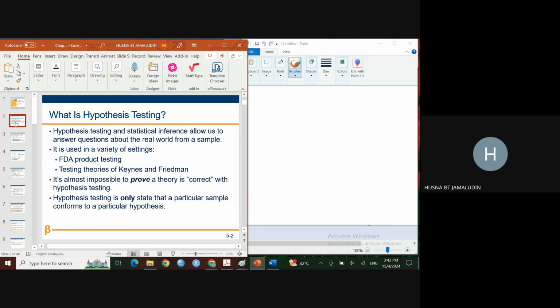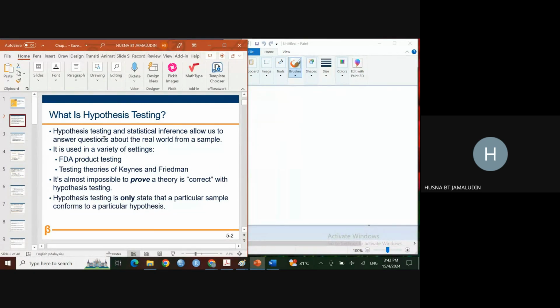Okay, remember econometrics is all about economic theory and metrics. You want to test the theory using some quantitative data, and one of the ways is actually using hypothesis testing. You want to test your hypothesis. What is hypothesis? Hypothesis is like your assumption. You want to test your assumption whether it is true or not true, whether it is correct or not correct.